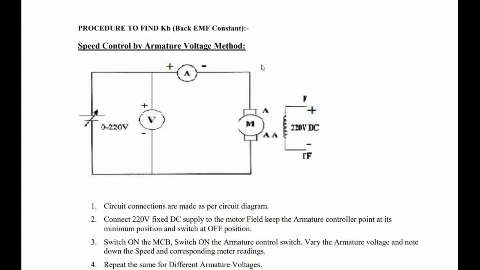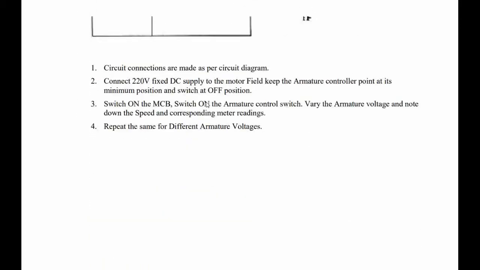Procedure to find the back EMF constant, that is KB. Here also we are using this arrangement, the speed control by the armature voltage method. The arrangement is given like this. This is the supply, 0 to 220 volts. The voltmeter gives the voltage of the motor. The ammeter is connected in series with the motor to measure the armature current, that is IA. This is the field of the motor, which is supplied with 220 volts.